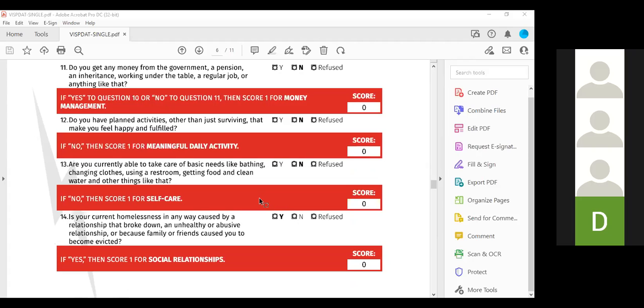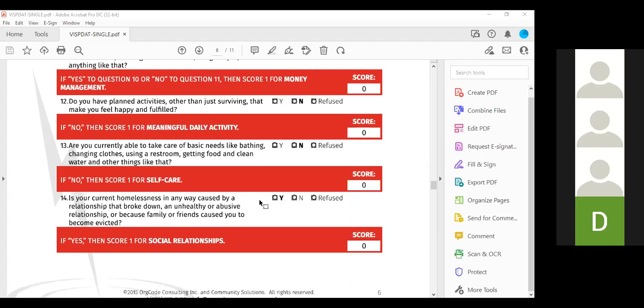And then on 13, are you currently able to take care of your basic needs like bathing, changing clothes, using a restroom, getting food, clean water? And they say, yeah. Well, it might be yeah for today, but it doesn't mean that it's going to be tomorrow if they're not in the shelter and they're staying in an abandoned home or their car. Is grandma going to be in a good mood today that she allows me to come in the house and take a shower? That may not be every day. And there's several questions there.